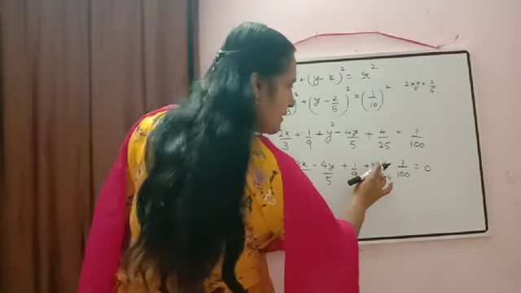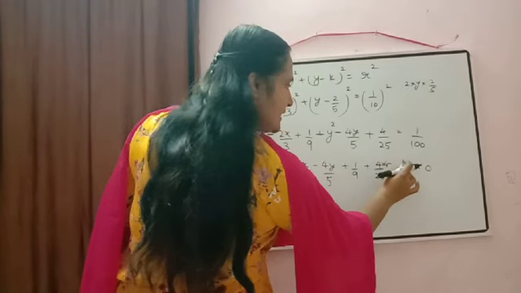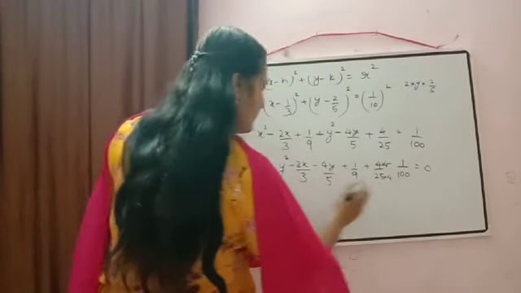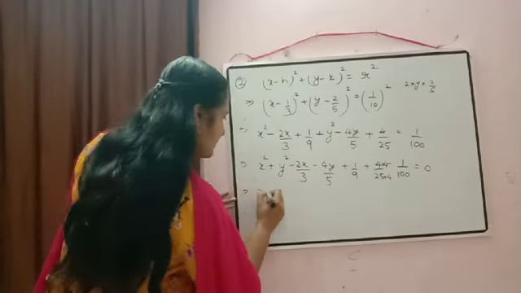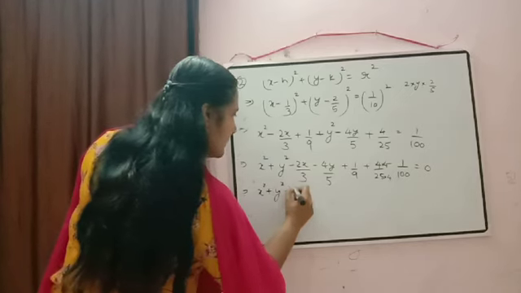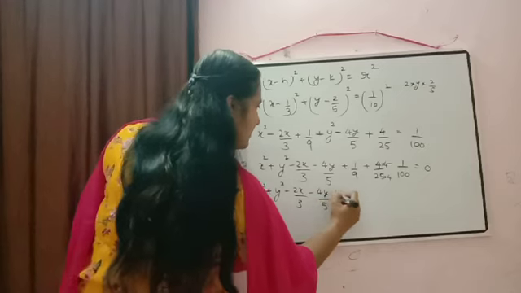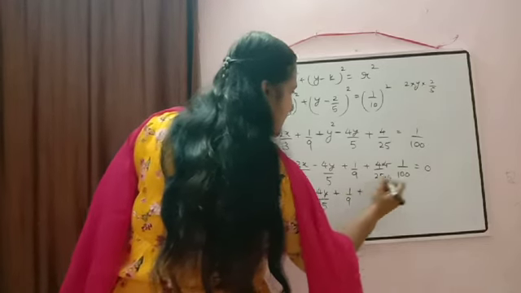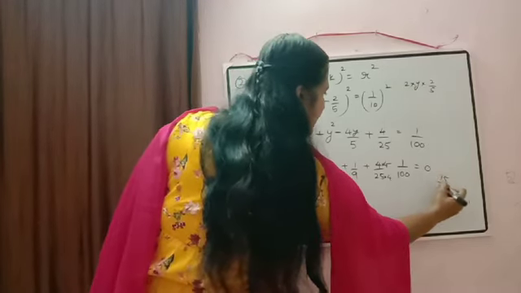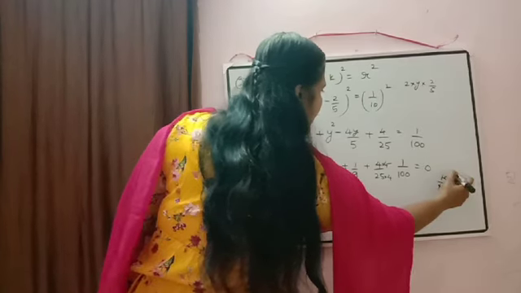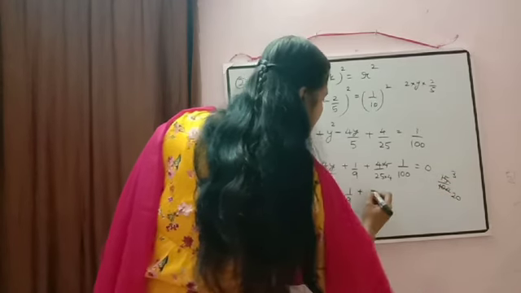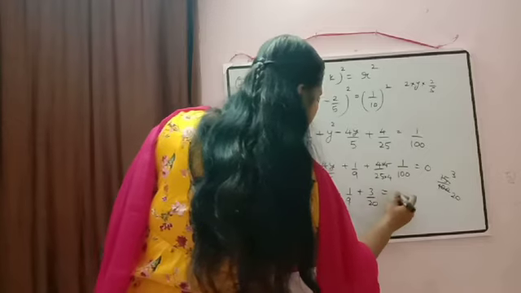Then what will come here? 4 4s are 16. 16 minus 1, 15. 15 by 100 will come. x square plus y square minus 2x by 3 minus 4y by 5 plus 1 by 9 plus 15 by 100. How can we rewrite 15 by 100? 5 3s are 15, so 3 by 20 is equal to 0.